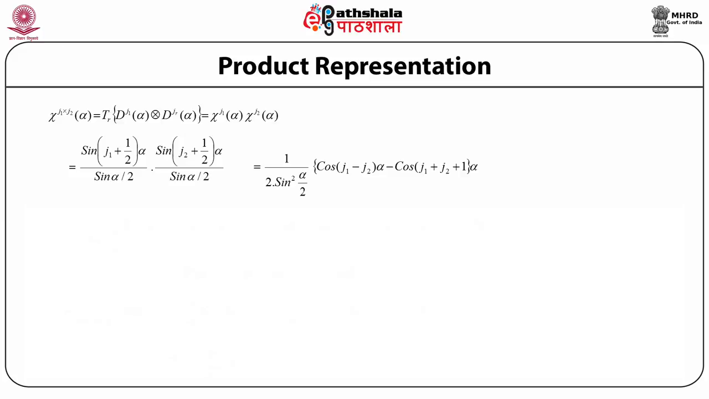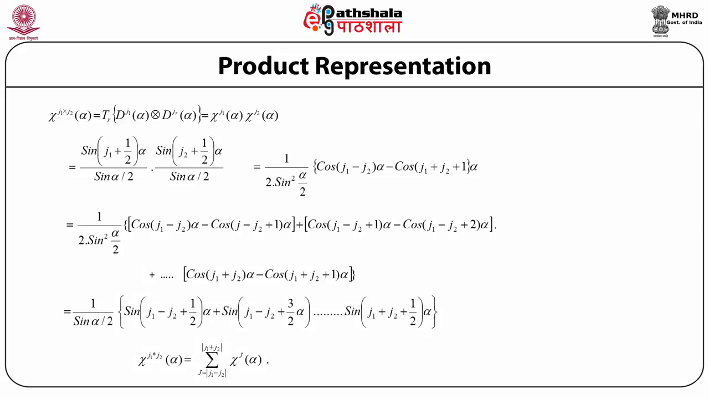Now, by adding and subtracting various terms shown in the slides, for example, this chi of J1 cross J2 of alpha can be written as 1 upon 2 sine square alpha by 2 into a difference of two terms, cosine J1 minus J2 alpha minus cosine of J1 minus J2 plus 1 alpha, wherein we have subtracted a term cosine J1 minus J2 plus 1 into alpha. Adding this and subtracting a term cosine J1 minus J2 plus 2, and so on and so forth. Continuing this, we can write the character in the form of 1 upon sine alpha by 2 multiplied by sine J1 minus J2 plus half alpha plus sine J1 minus J2 plus 3 half alpha, and so on and so forth, till we come to J1 plus J2 plus half alpha.